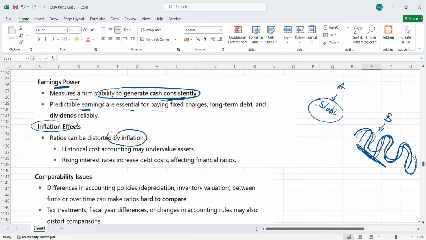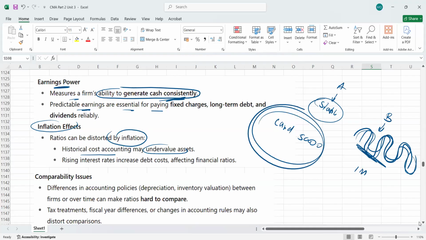Let's assume, I'm just giving an example, historical cost accounting may undervalue assets. For example, you bought a piece of land 10 years ago for $50,000, but now its market value is $1 million. If you're still using the ratio on historical cost and you don't consider the inflation effect, your ratio will be different. If you use the figure closer to market value, the figure will be different.